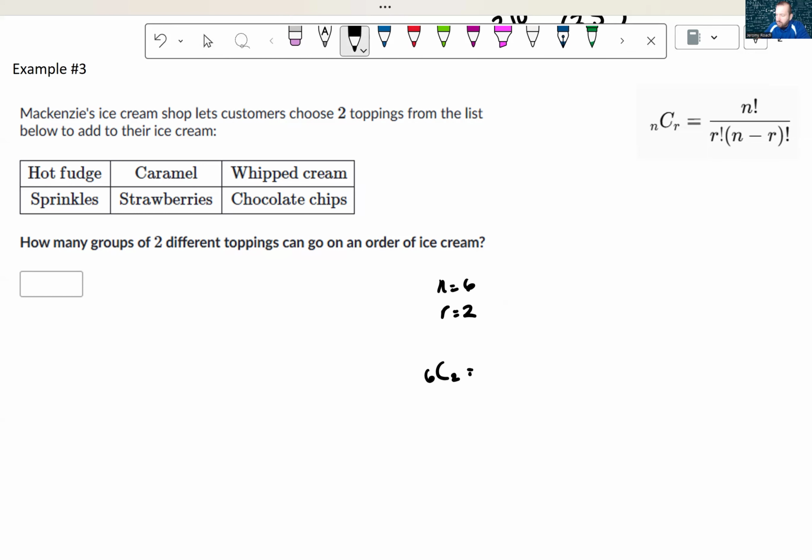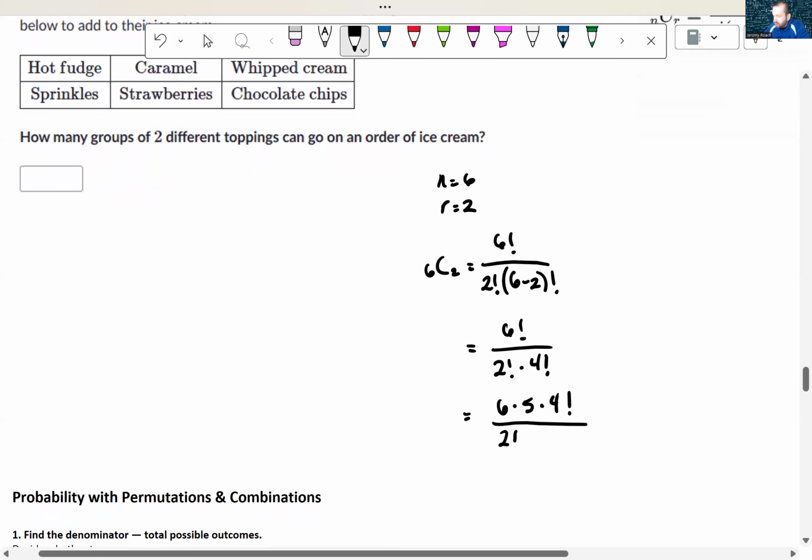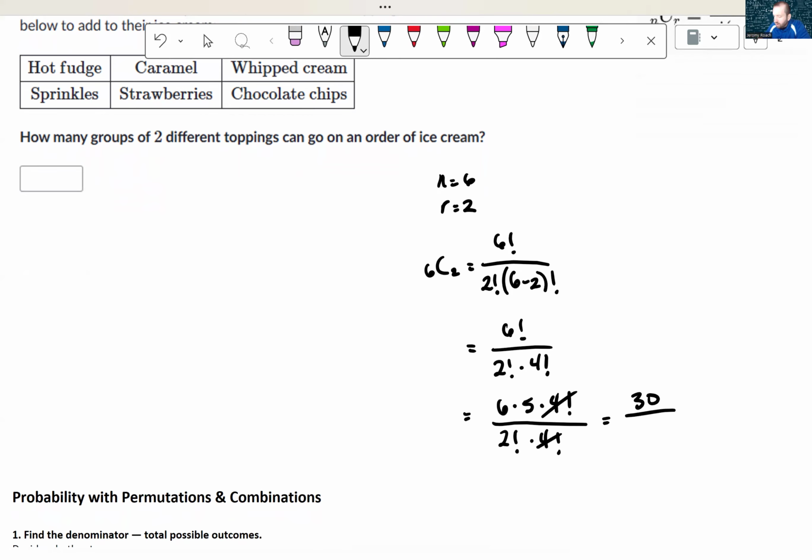6 choose 2 is equal to 6 factorial over 2 factorial times (6 minus 2) factorial. 6 factorial over 2 factorial times 6 minus 2 is 4 factorial. 6 times 5 times 4 factorial is going to go on our numerator, and the denominator is 2 factorial times 4 factorial. Those 4 factorials are going to cancel out. Numerator is 30. Denominator is 2 factorial, which is just 2, and we get 15.